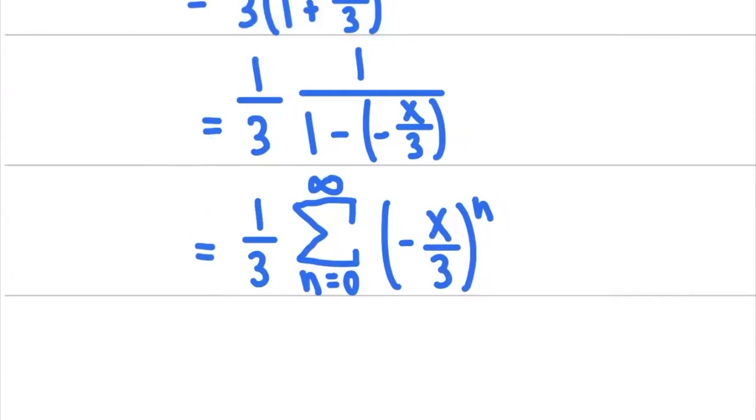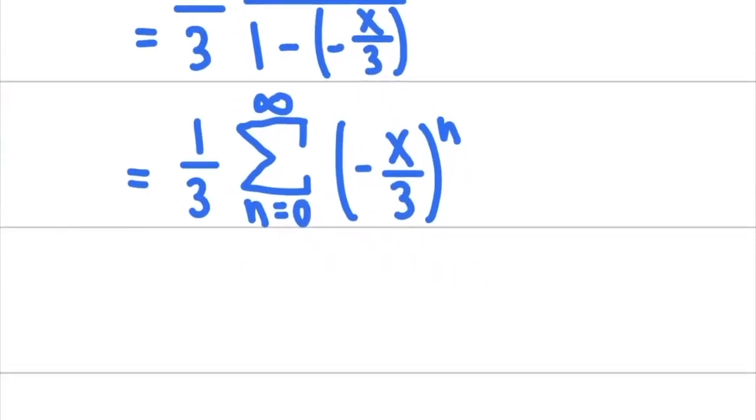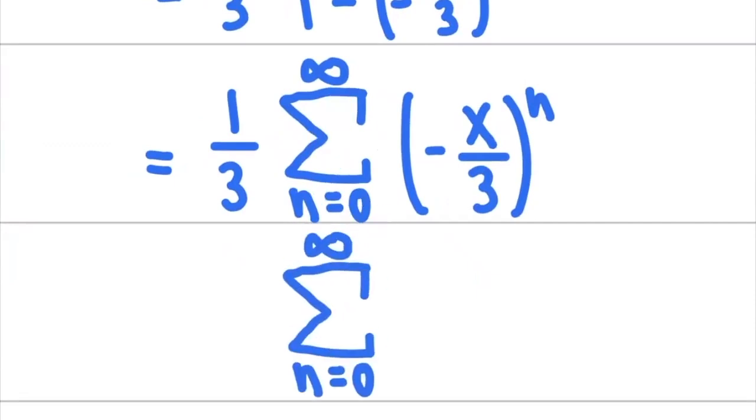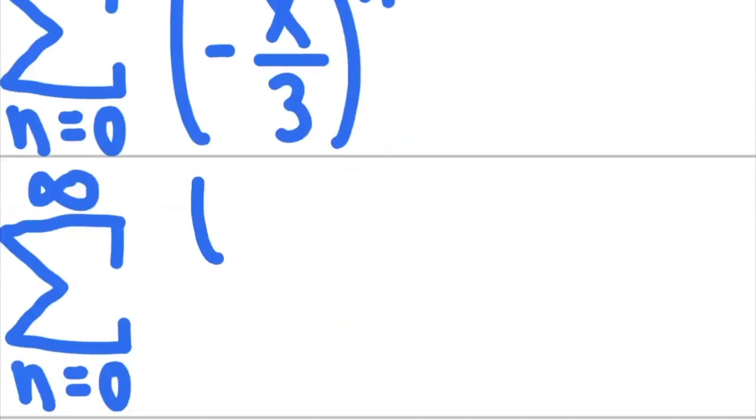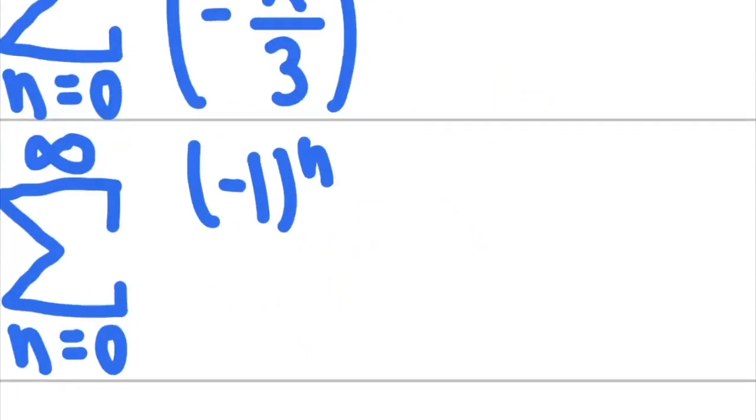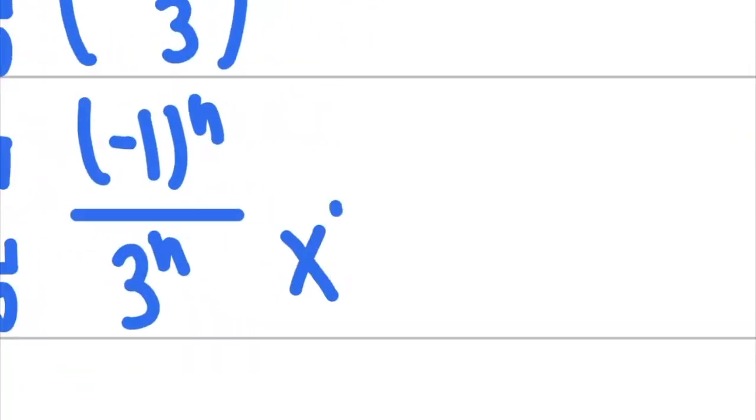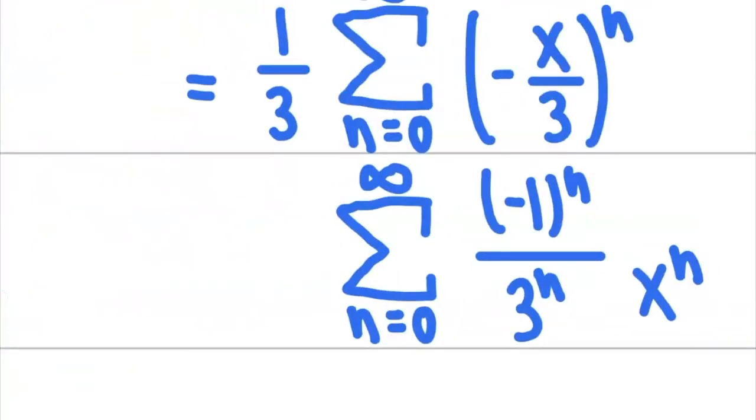All right, and we're pretty much done. But what I'm going to do is rewrite this so I can easily identify the coefficients. If you want a formula for the coefficients, you need to separate each factor. So I'm going to raise the numerator and denominator to the power of n, using my exponent properties. So this is going to become negative 1 to the power of n over 3 to the power of n times x to the power of n. And then we have that 1/3 in the front.